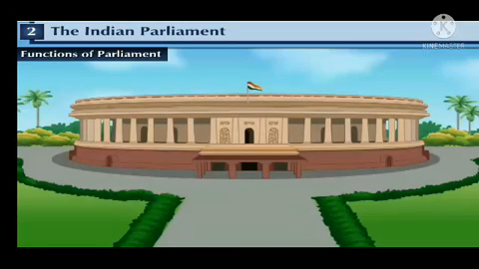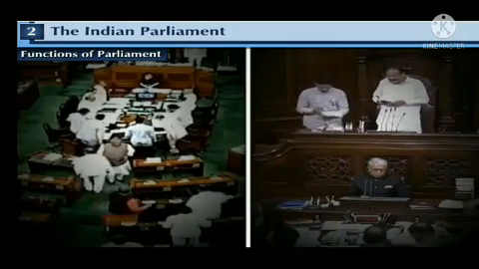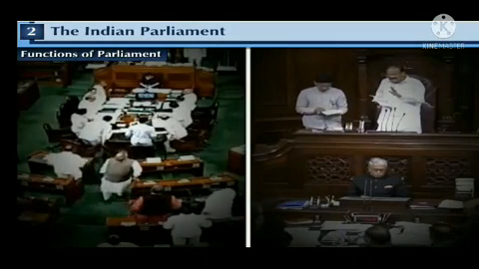Functions of Parliament. After understanding the basic structure of Lok Sabha and Rajya Sabha, we will now understand their functions.